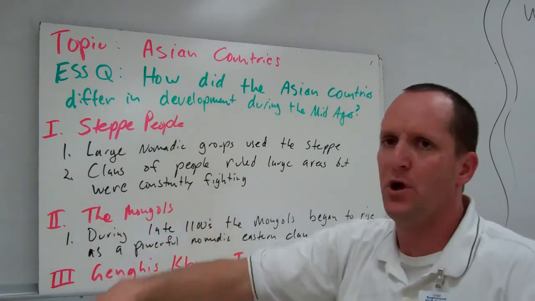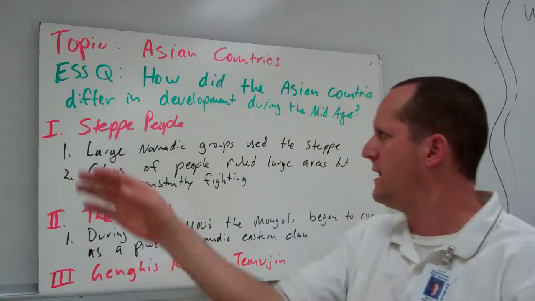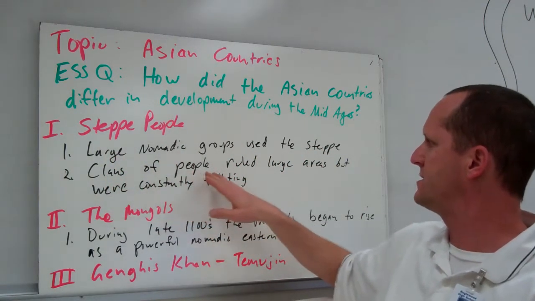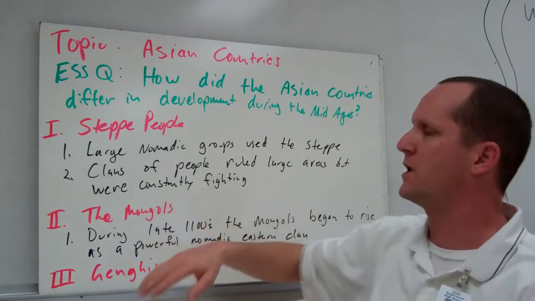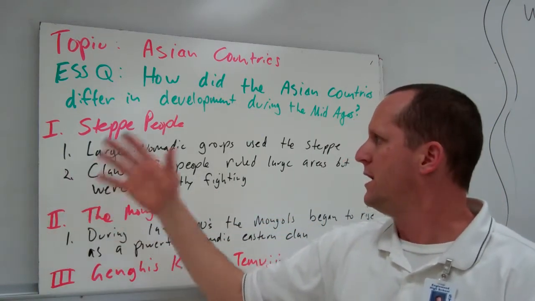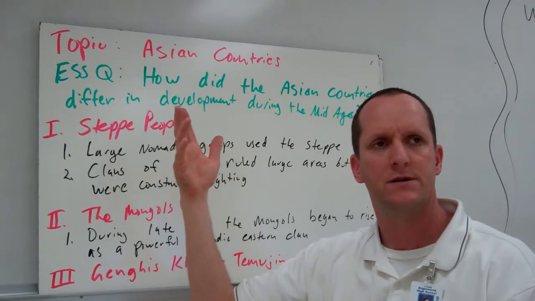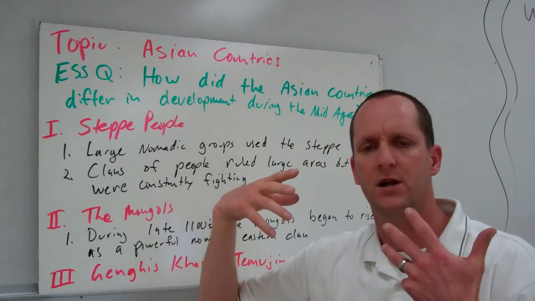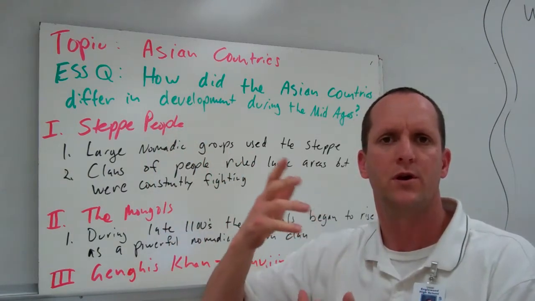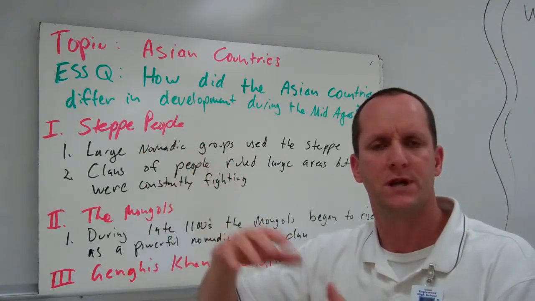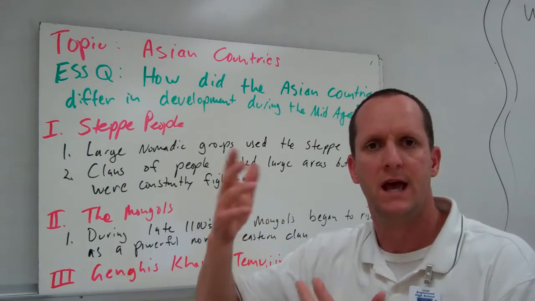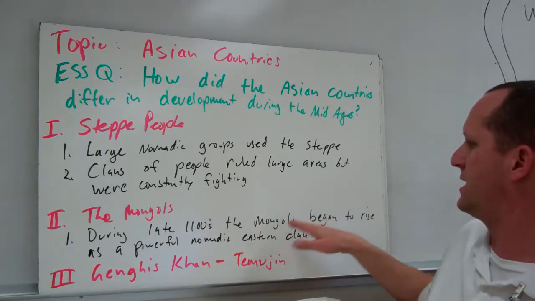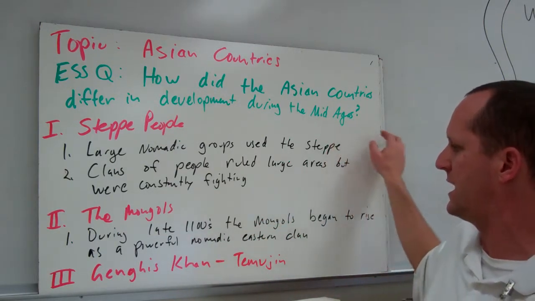Now, the steppe people, we've talked about Genghis Khan. There were large nomadic groups that used the steppe. Clans of people ruled large areas, but were constantly fighting. This area, similar to Kansas or Nebraska, had large areas of fields where you could grow some crops, but mostly they were herders, and they had animals. The Mongols, during the late 1100s, began to rise as a powerful nomadic eastern clan.